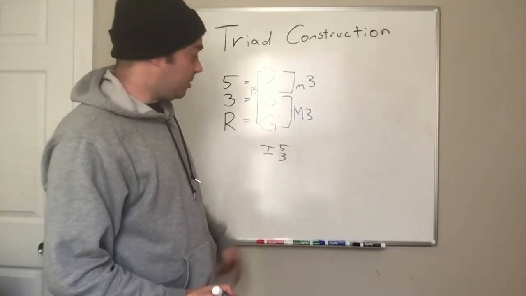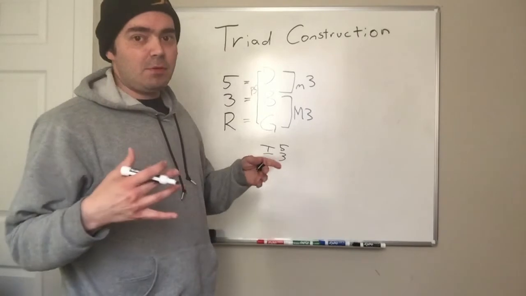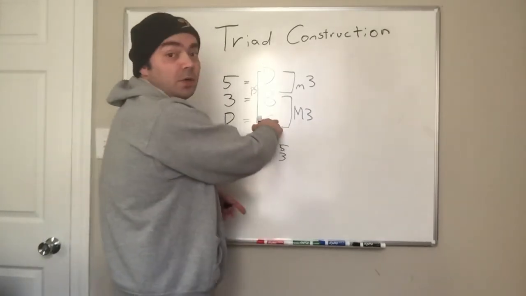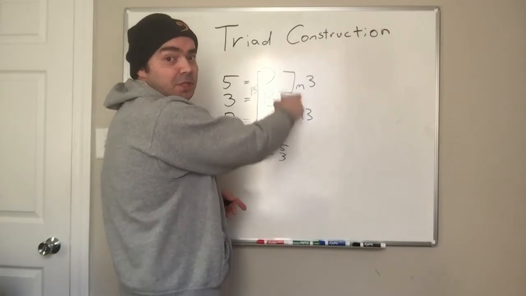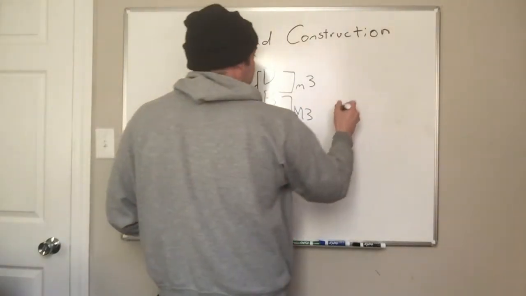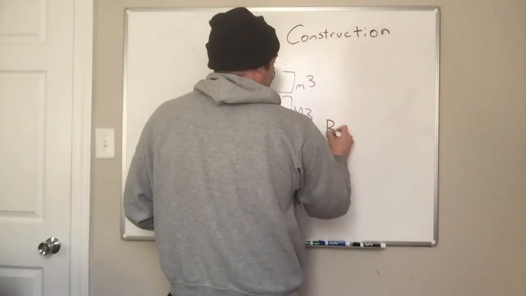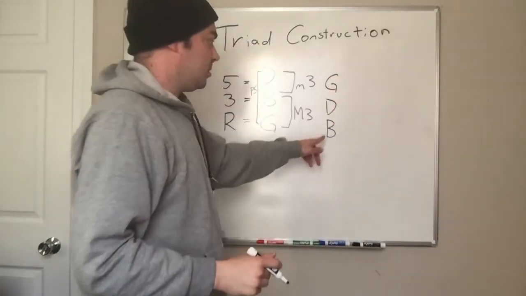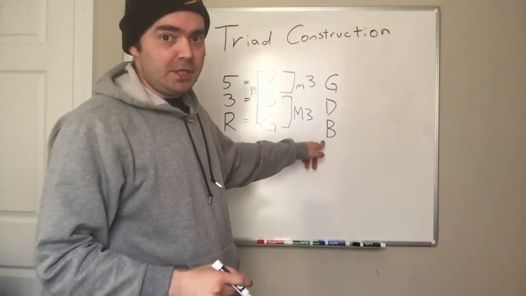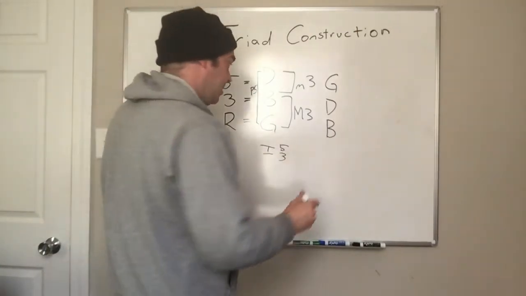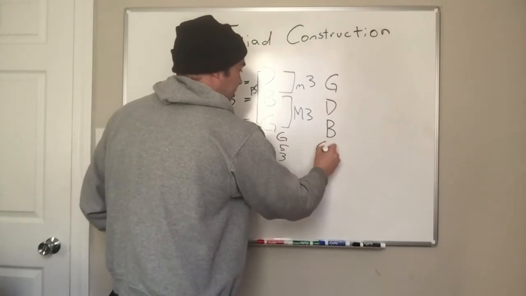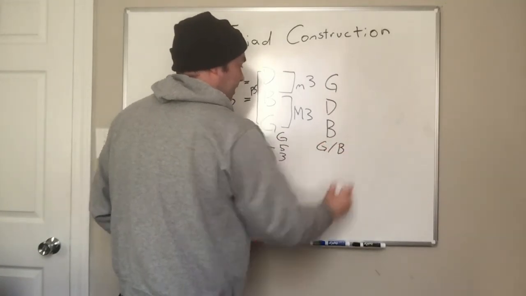a major third. Now what we're going to do is invert this chord. We're going to invert this by taking the bottom note G and bringing it to the top. That's a first inversion G chord, also G major over B. Okay, so this would be a G chord, this would be G over B.